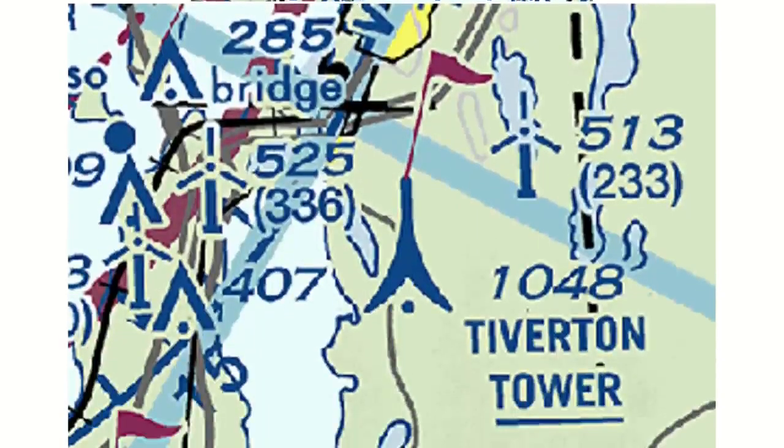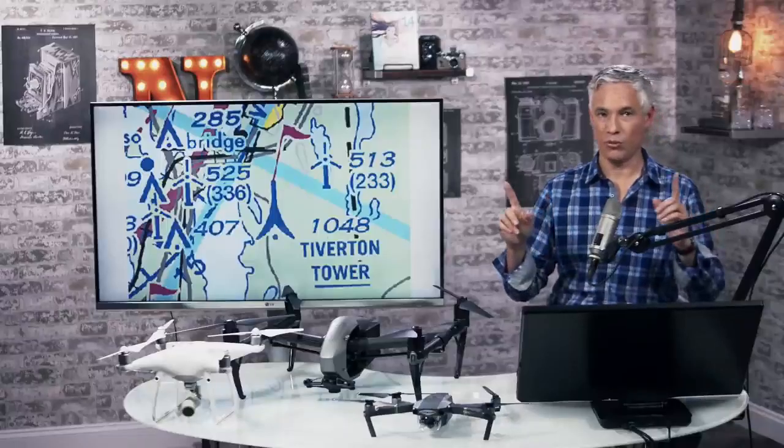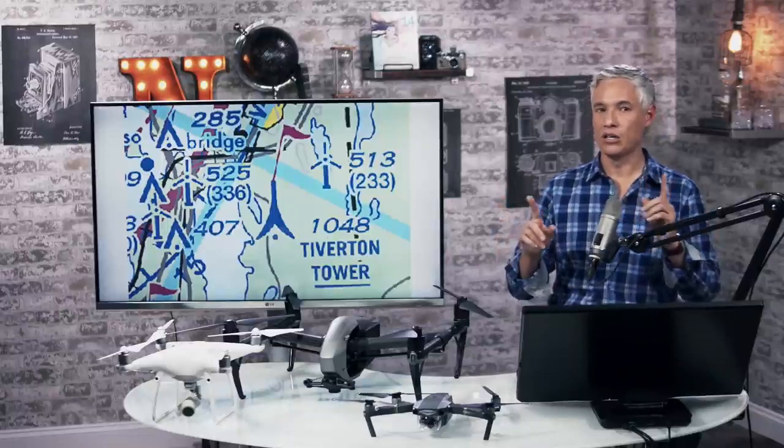Let's take a look at another close-up here. Well, we do have a tower here. And you can see it even says the name of it. Here's something else, and this is the altitude, and this is above sea level, and then 233 is the altitude above ground level. So they're telling you both the altitude of that tower above sea level and above ground level, so you could use either.